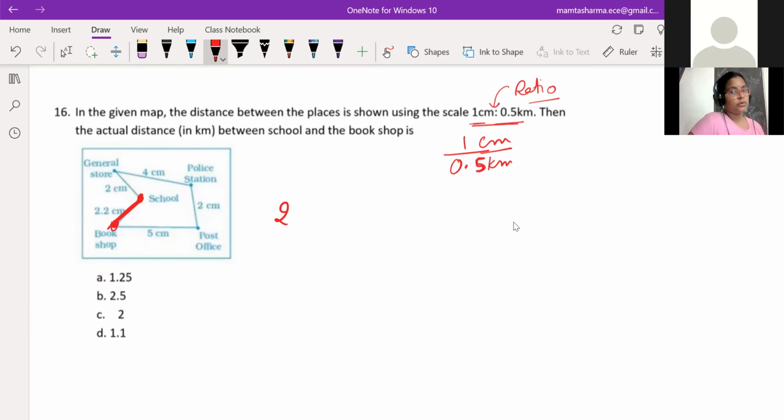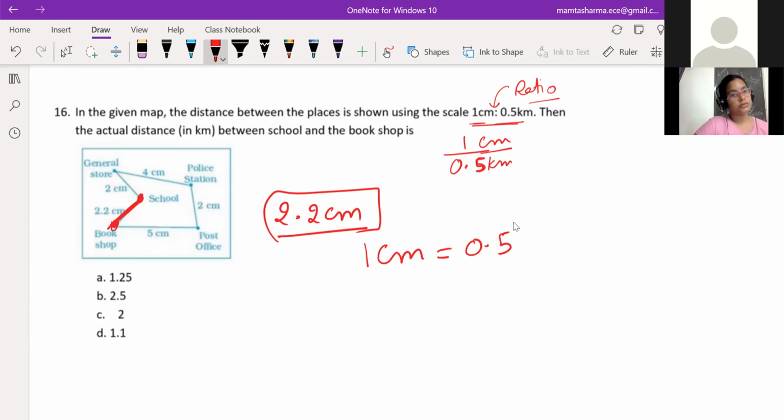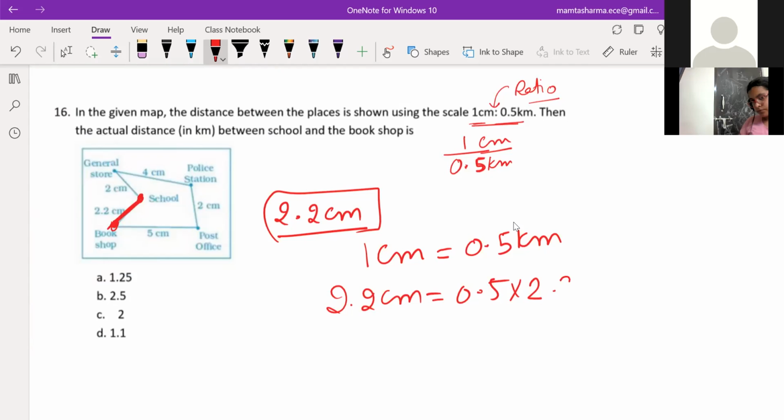2.2 centimeter is the distance on the map. If the scale is given, what will be the actual distance? 1 centimeter is equal to 0.5 kilometer. So 2.2 centimeter will be 0.5 into 2.2 kilometer. Just multiply it.